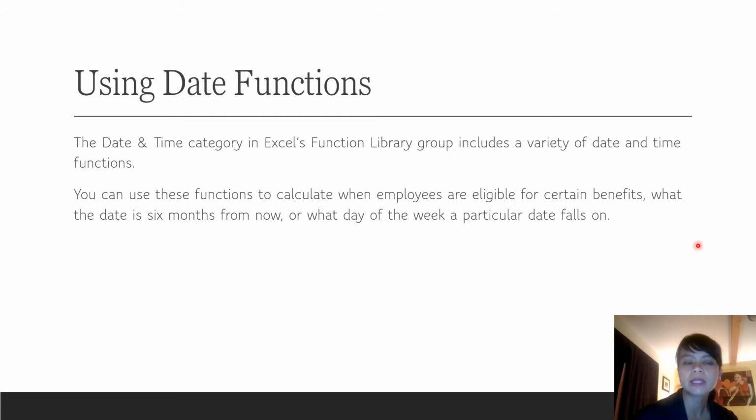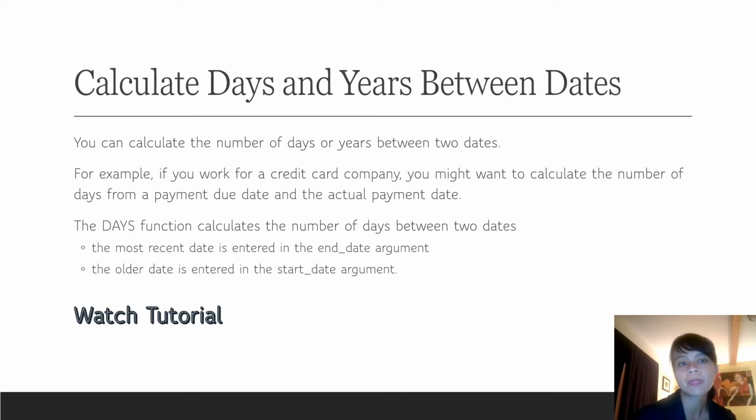Okay, so let's get into using date functions first. The date and time category in Excel's function library group includes a variety of date and time functions. You can use these functions to calculate, for example, when employees are eligible for certain benefits, what the date is 6 months from now, and what day of the week a particular date falls on.